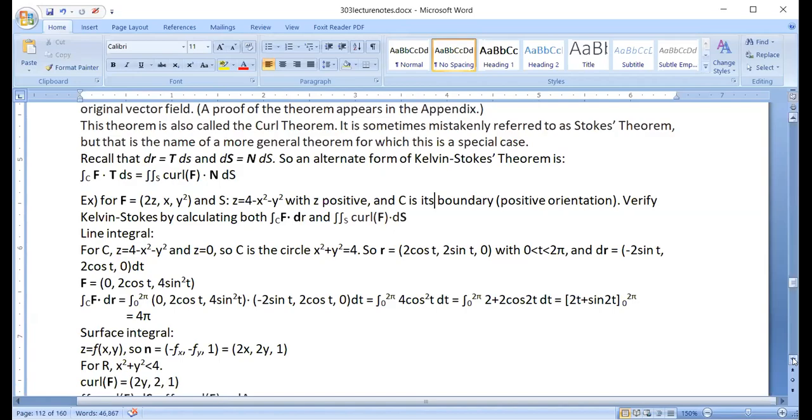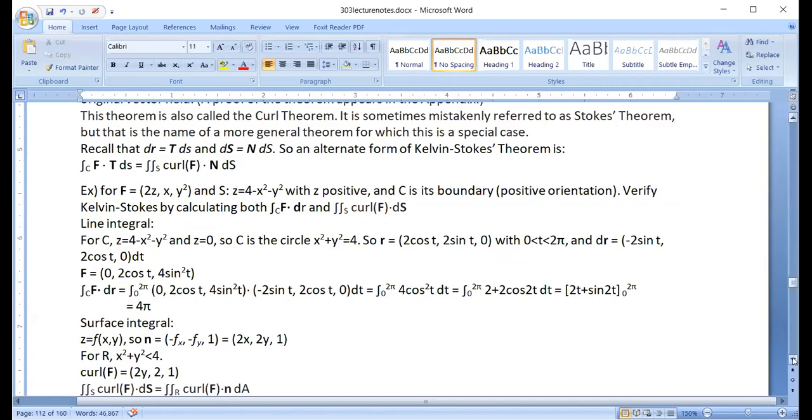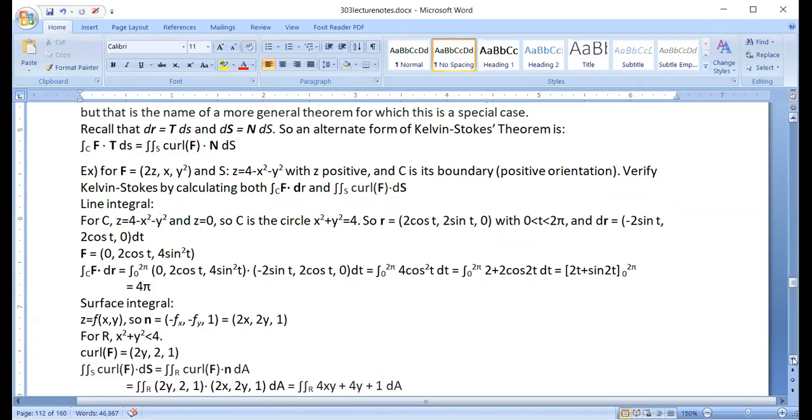And now plug it in and calculate and see what we get. So it's the double integral over the surface of curl F dot dS, which is just the double integral over the region of curl F dot the normal vector dA. So plugging in, the curl of F was 2y, 2, 1. The normal vector was 2x, 2y, 1. So taking the dot product, we get this. So that's the double integral of this function dA.